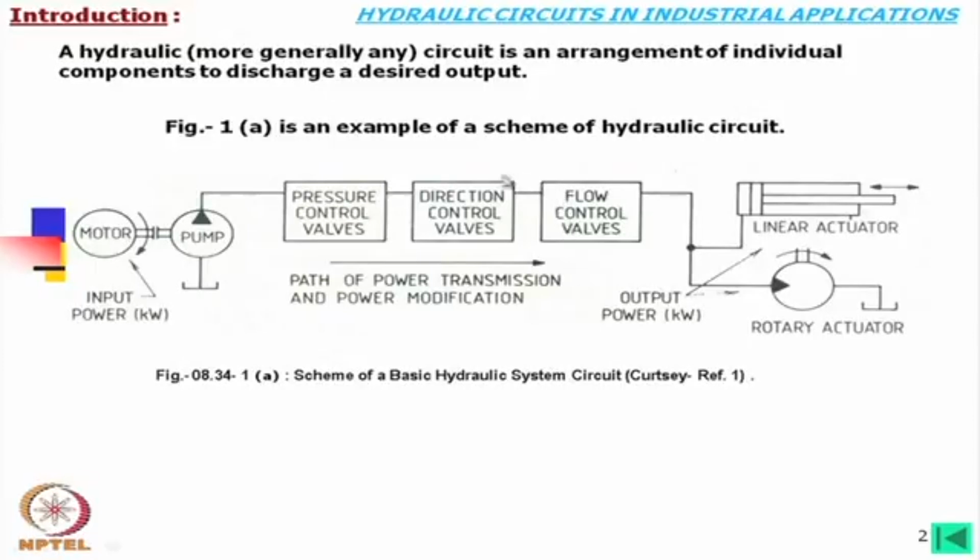Now, in many cases you will find that this direction control valve and flow control valve may be combined together, or a separate flow control valve is used, and in some cases we do not need the flow control valve at all, because even if there is a fixed displacement pump, the velocity of these actuators need not be controlled; it should only actuate and it should retract also.